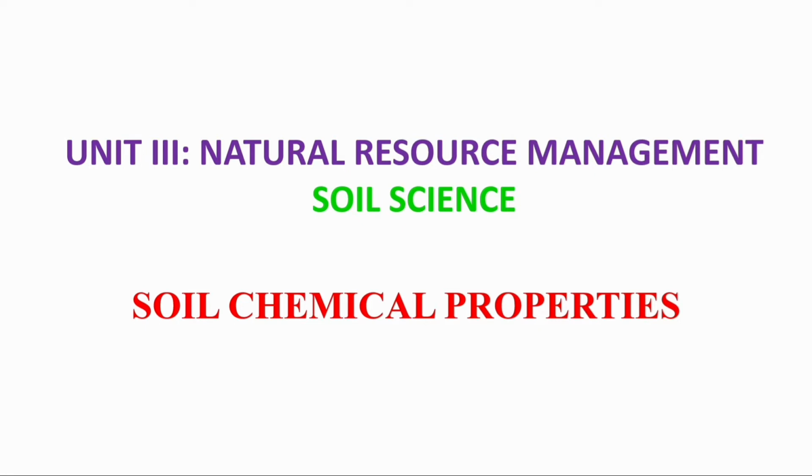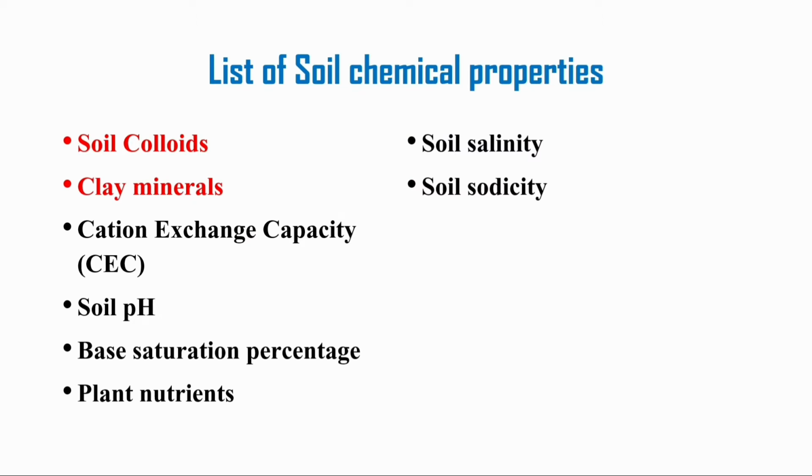The topic today which I am going to deal is soil chemical properties in soil science, that is natural resource management. In soil chemical properties, we are going to deal about 8 properties. I will list out one by one: soil colloids, clay minerals, cation exchange capacity, in short it is called as CEC, soil pH, base saturation percentage, plant nutrients, soil salinity and sodicity.